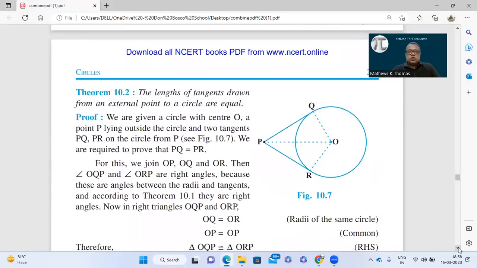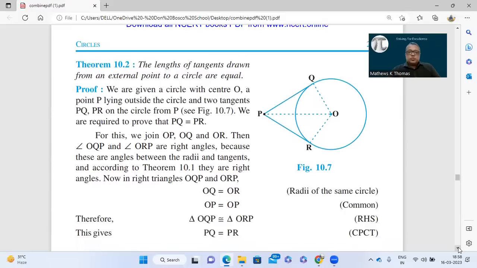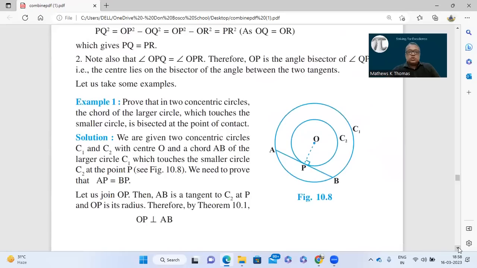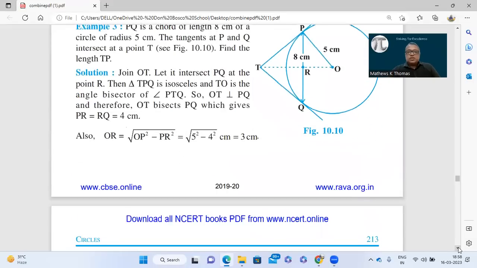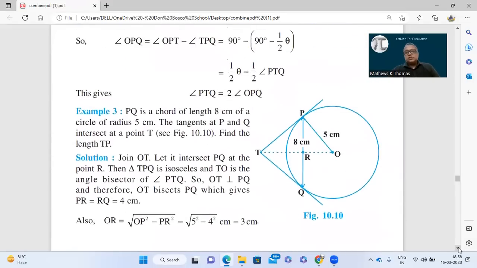Both the theorems you should know. It's not as important as the basic proportionality theorem, but it may be asked for 2 marks or 3 marks. Please go through both the theorems, and both the theorems are important. And example 3, very, very important. Kindly mark this. Very important.